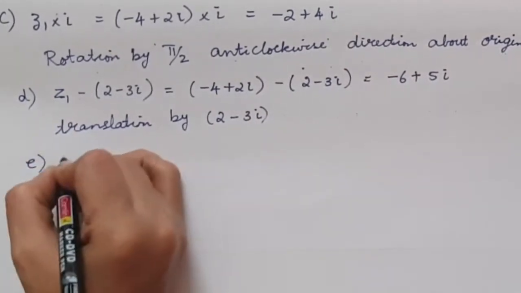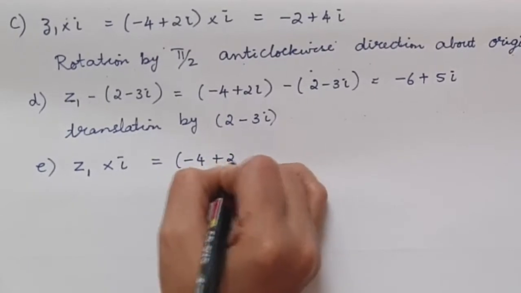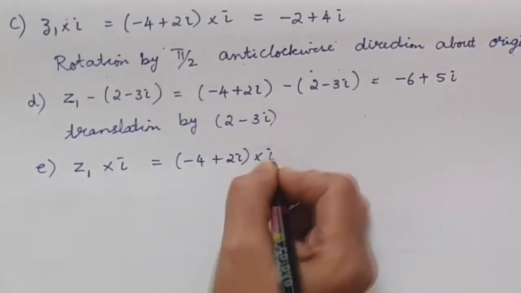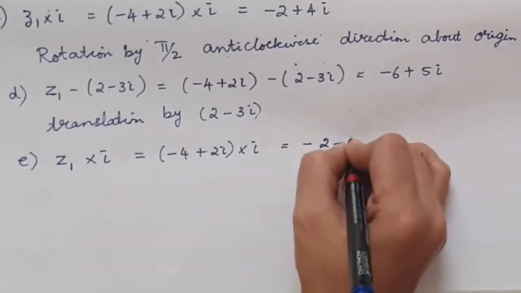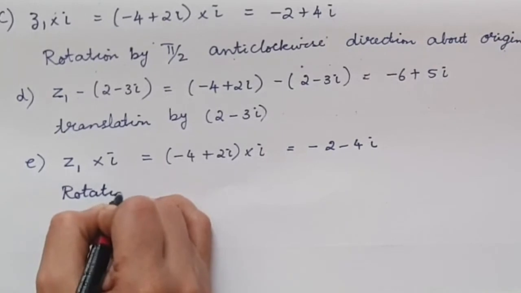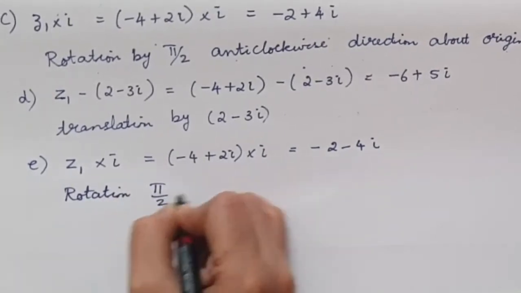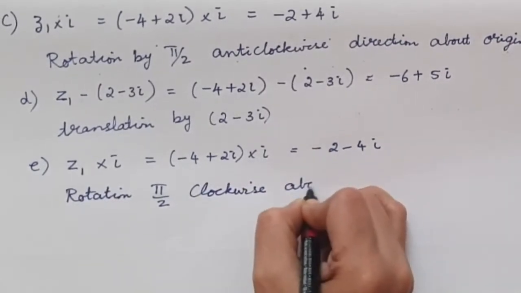Then the E part of it, z1 divided by i. z1 is minus 4 plus 2i divided by i. So this will give us minus 2 minus 4i. This is a rotation by pi by 2 clockwise about the origin.